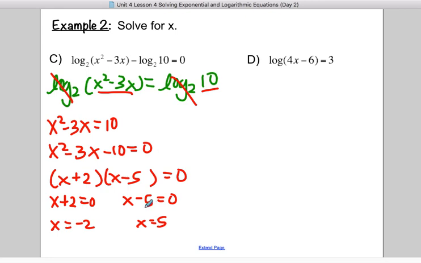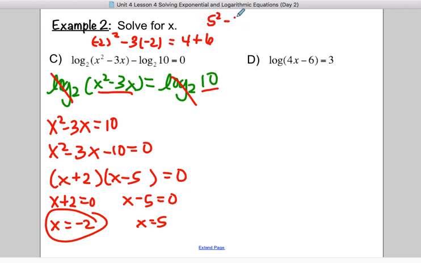Then I should always check to make sure it won't be a negative answer. So if I plug in a negative 2 here, I have negative 2 squared minus 3 times negative 2. So this would be 4 plus 6, which is 10. So that one's good. Let's go ahead and check if I plug in 5. I would have 5 squared minus 3 times 5 into this part. That's the part I'm worried about, the inside of the log piece. 25 minus 15, which is 10. So actually they both work. Okay, so make sure you plug it in and check.